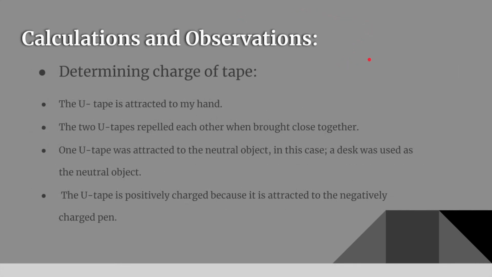Determining charge of tape. I noticed that the U-tape was attracted to my hand. From that, I concluded that the U-tape is actually charged. Next, I brought two U-tapes close to each other and noticed they were repelled, so I know that they had the same charge. I also noticed that the U-tape was attracted to a neutral object, once again showing that it had a charge. Then finally, the U-tape is positively charged because it is attracted to a negatively charged pen.